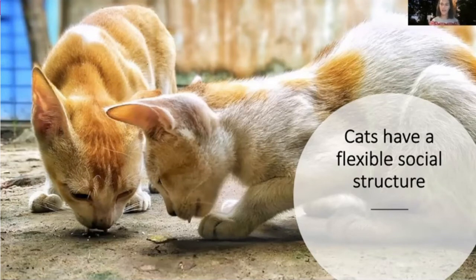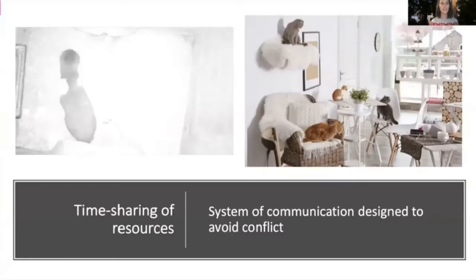So cats have a really remarkable ability to flex that social structuring. They timeshare their resources. Again, this is a system of communication that's designed to avoid conflict. Cats are very conflict averse. They use scent marking, other communications, and body posturing in order to avoid conflict, right? They actually don't have that much face-to-face posturing. They use a lot of more remote signaling in order to avoid spaces.